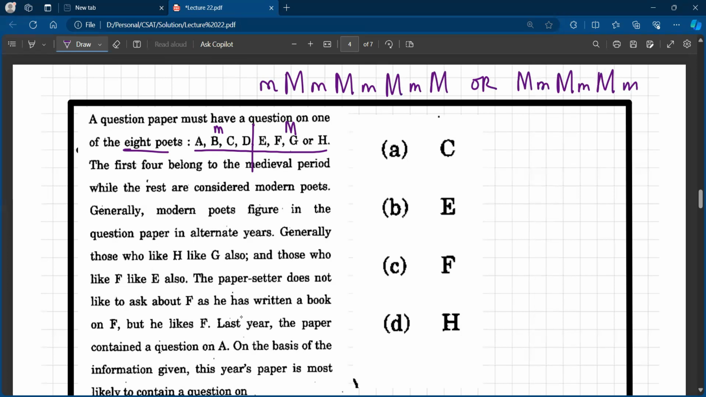Now, generally those who like H like G also. And those who like F like E also.